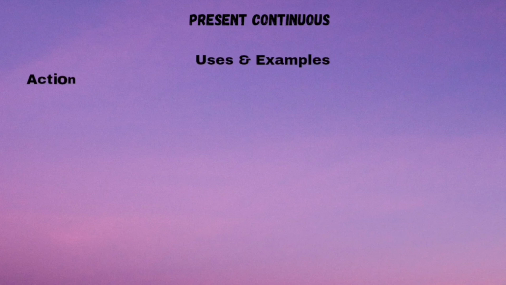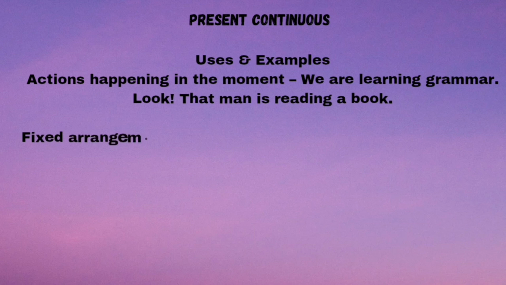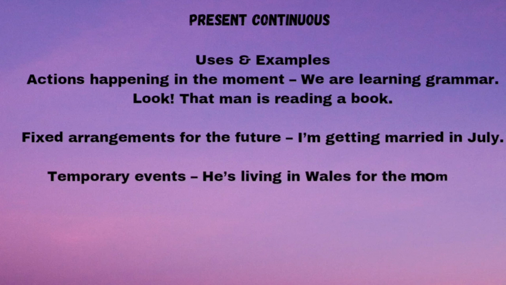Present continuous. Uses and examples. Actions happening in the moment. We are learning grammar. Look, that man is reading a book. Fixed arrangements for the future. I'm getting married in July. Temporary events. He's living in Wales for the moment.